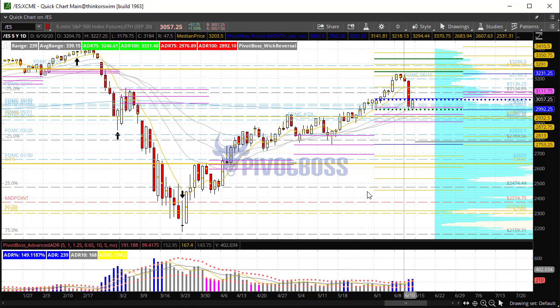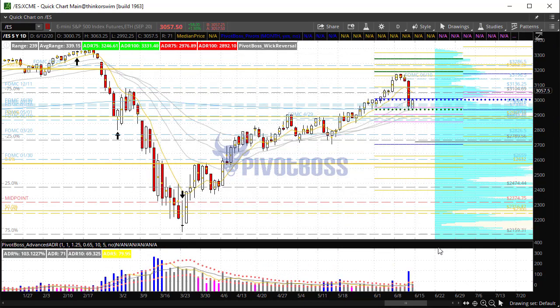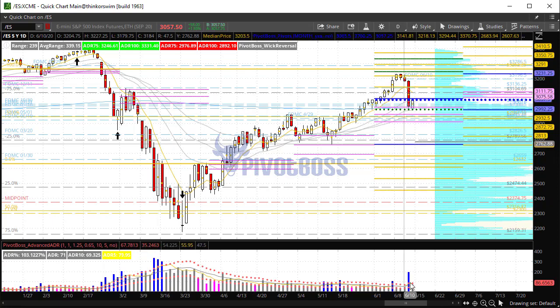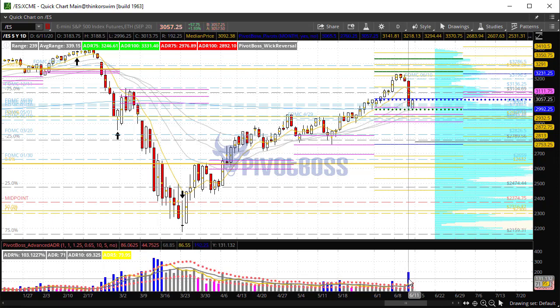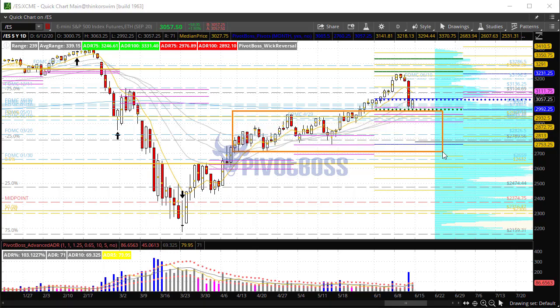Here's a look at the daily time frame of the ES. I'll drop the PivotBoss Advanced ADR indicator down to a 1-period average right now, and what you'll see is that the previous session had a significant day against the average, over 300% of average daily range, a huge day down. But one thing you see on the chart is that price held the top of the prior range.